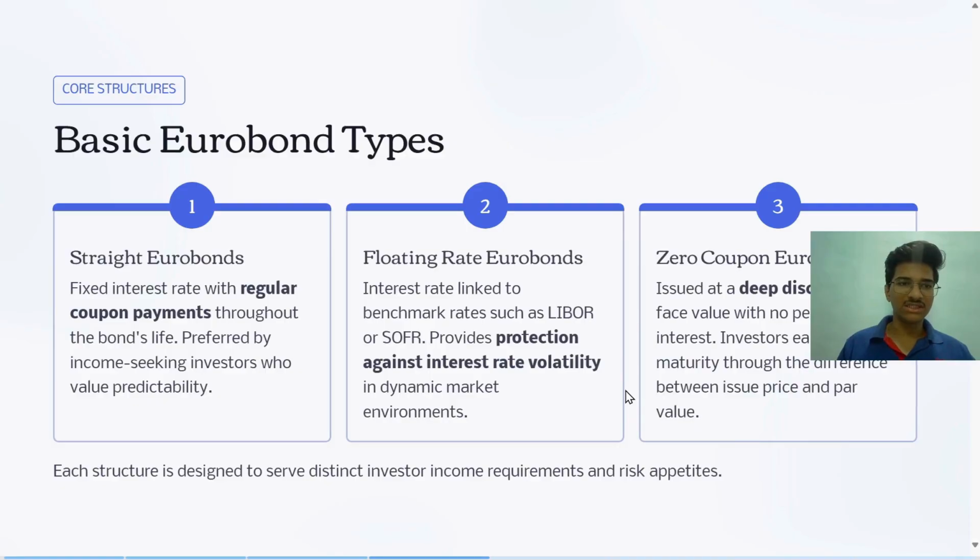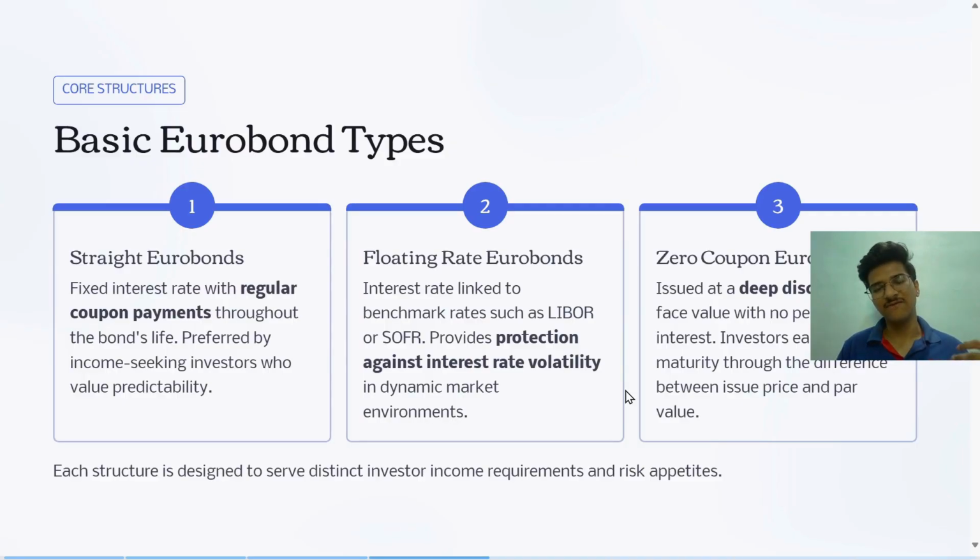So, what are the core structures? So, firstly, we'll talk about basic eurobond types. So, there are three types of basic eurobonds. These are more traditional ones. So, let's start with the straight eurobonds. A very simple, a very minimalistic sort of Eurobond where there is a regular coupon payment.